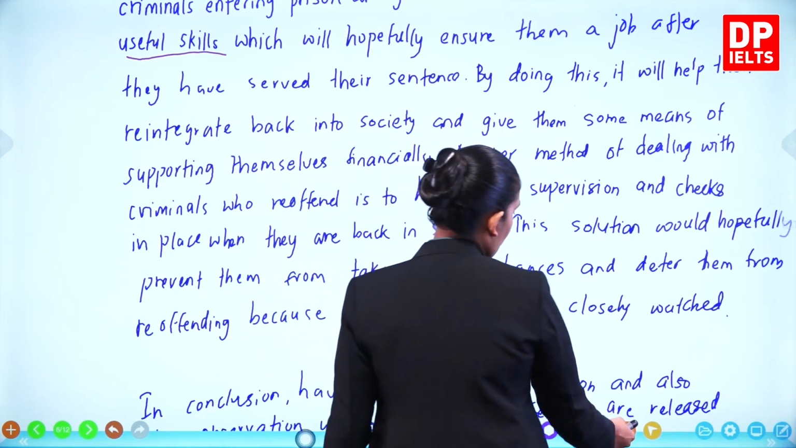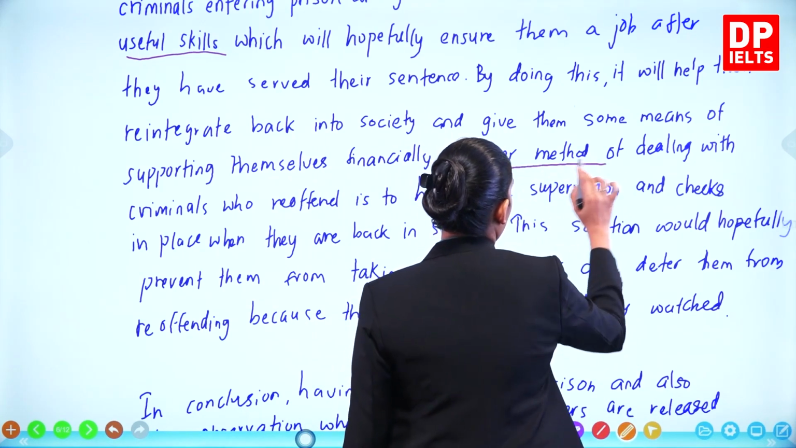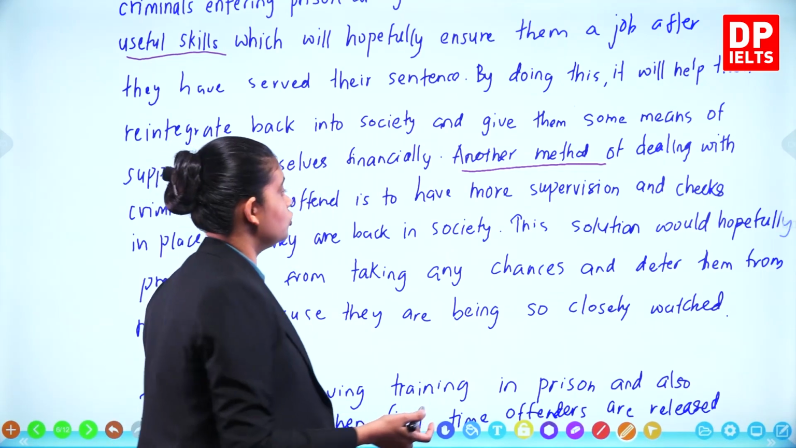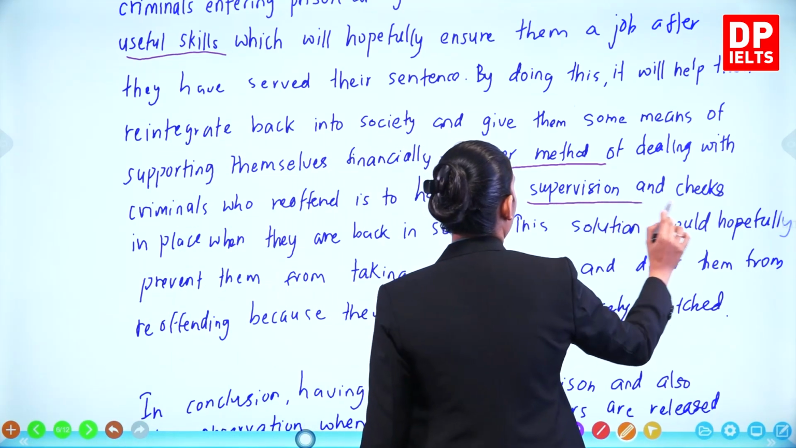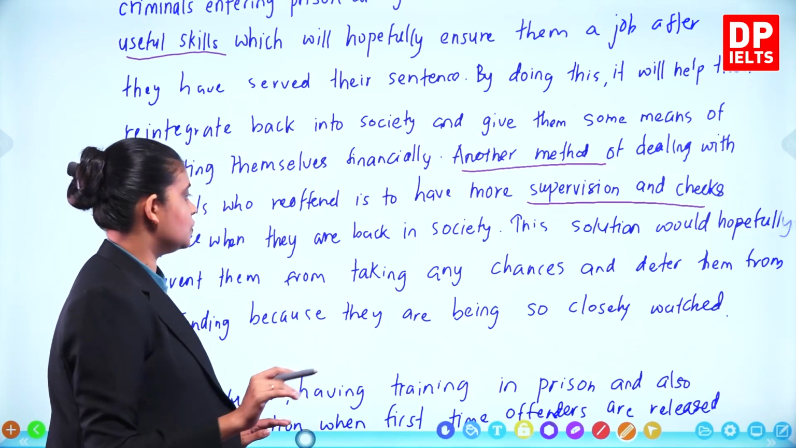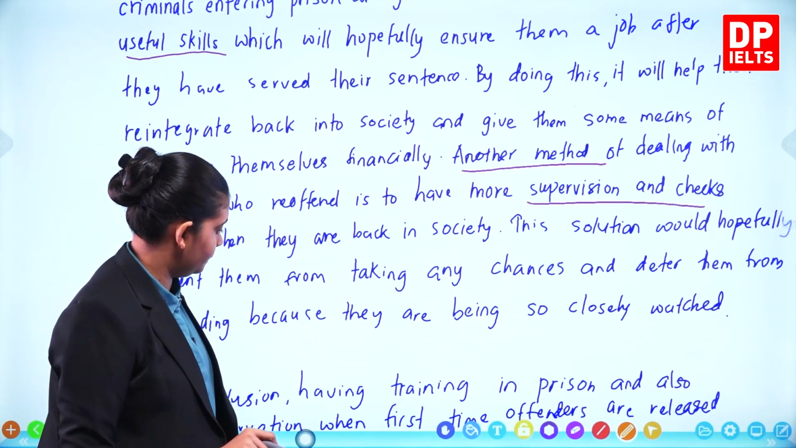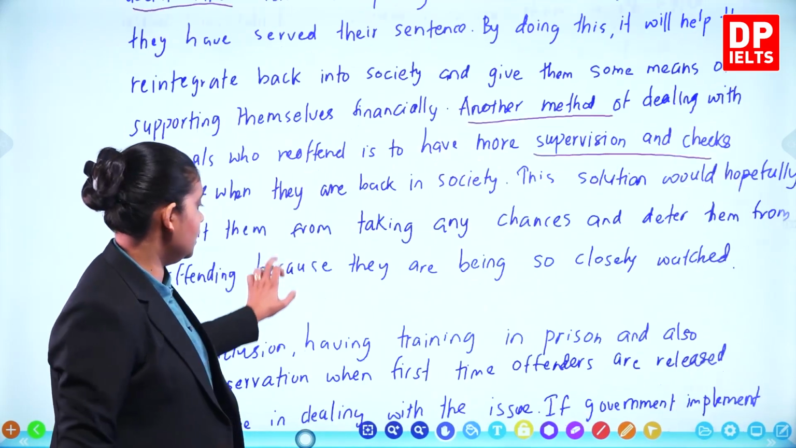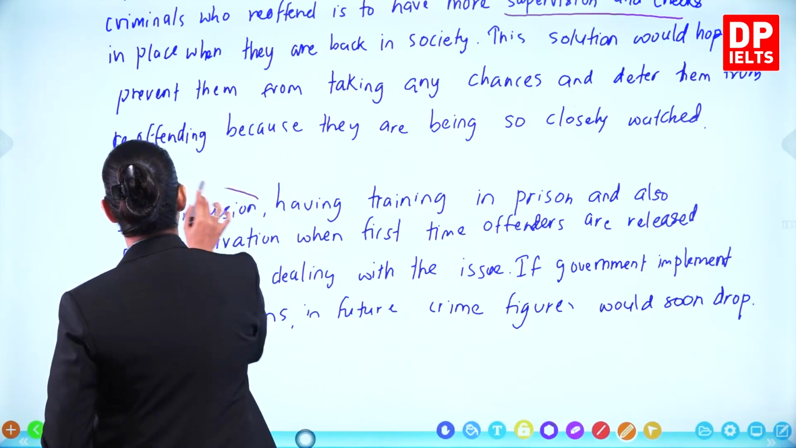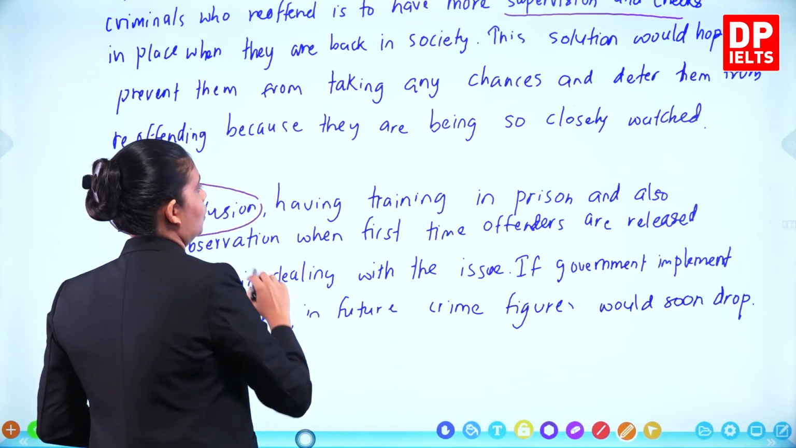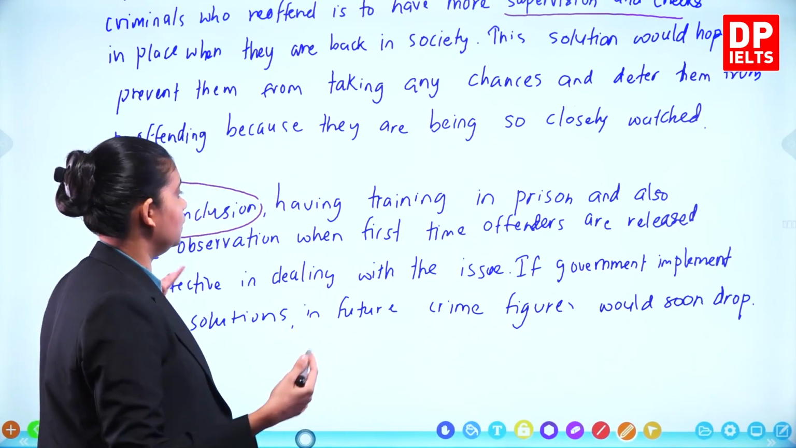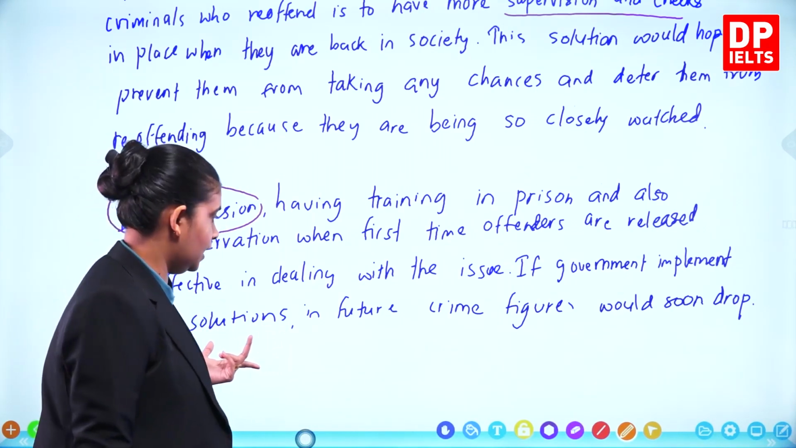Another method, then we know that is the second one, is to have more supervision and checks to monitor them when they are back in society. So this would help them to stay away from trouble. So in conclusion, which I'm showing the reader that this is the last para, we should train them while they are in prison and then make sure that we closely observe them when they are released.